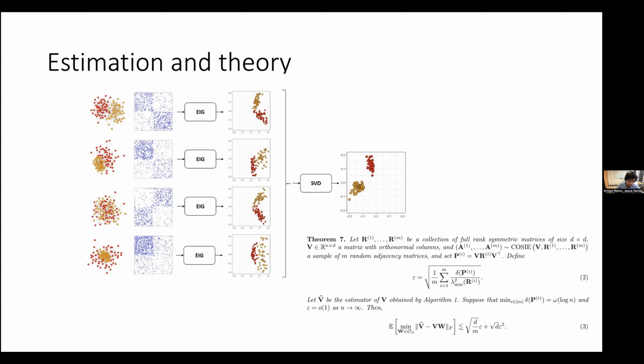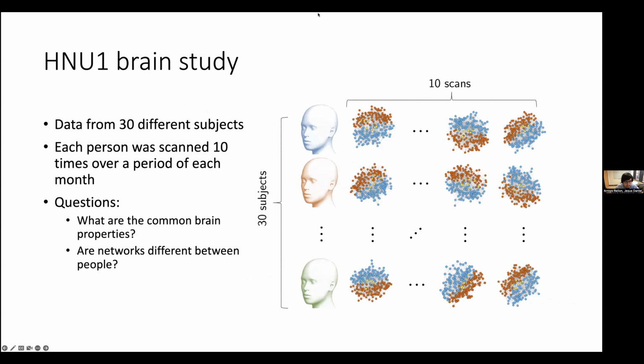Okay, so once we have models and methods to study networks, we can apply them to data sets. For instance, here I have one example in the HNU1 brain study. In this study, 30 different subjects had their brains scanned over a period of 1 month. Each person went to the scan 10 times, and that resulted in 300 different networks. Because we have multiple scans per person, we can ask different questions. The first question would be, what's the common structure that is shared across all of these networks? Because essentially we want to understand what is common in the human brain.